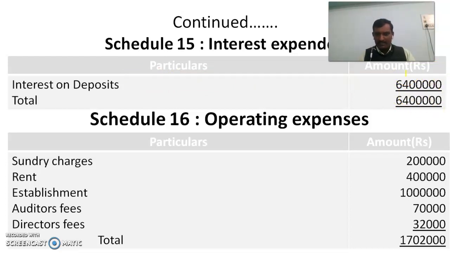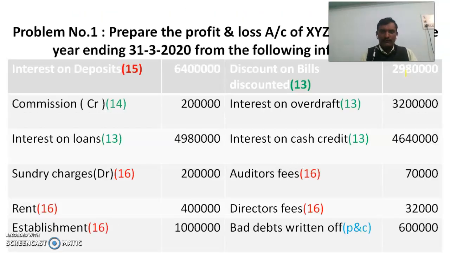amount of interest expended. So likewise, we have to go for the problem where we have to find the items related to schedule number 16. Here at the left hand side, we have three items.